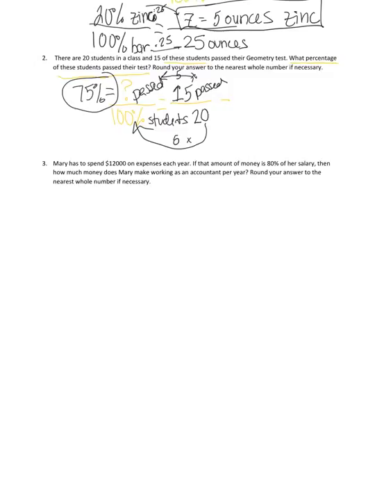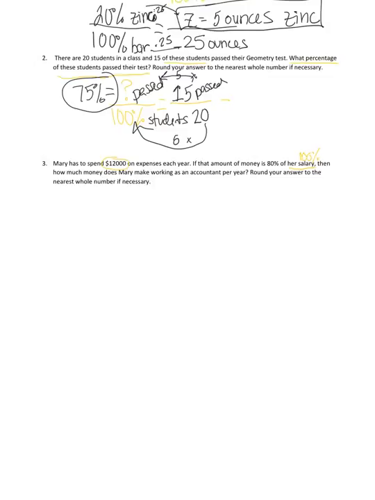So let's look at the last question about Mary. Mary has to spend $12,000 on expenses each year. If that amount of money is 80% of her salary, and now I have two ofs here, that's really more a saying. If that amount of money is 80% of her salary, there's our 100%. Her salary is 100%. Then how much money does she make working as an accountant each year?